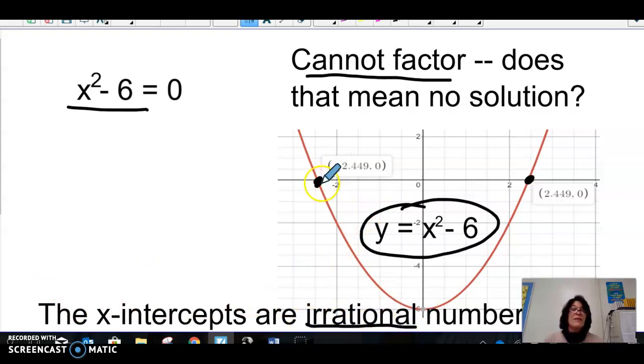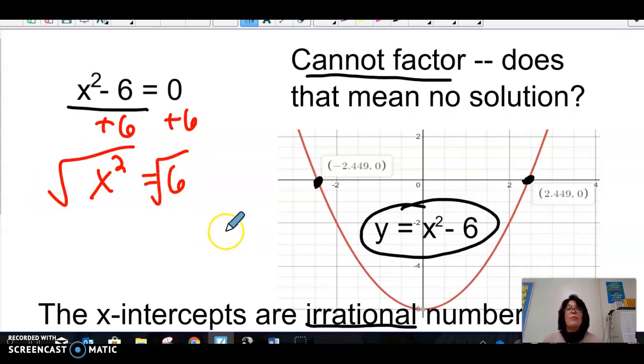If the x-intercepts are irrational, that the answers are irrational, we can't factor that, okay? We can't find things that multiply to 6. There's no perfect, 6 isn't a perfect square. It doesn't mean we can't solve it. We do something called the square root method. I just get whatever is squared equal to something else, and then I take the square root of both sides. When I take the square root, I have to remember to put the plus or minus there. My answers are square root of 6 or negative square root of 6. Those are my two answers.